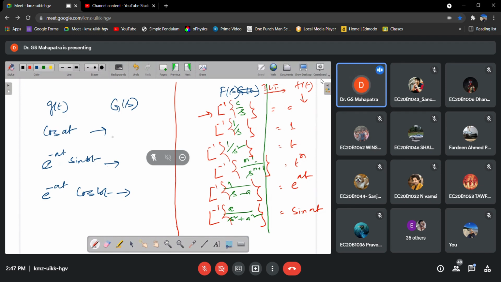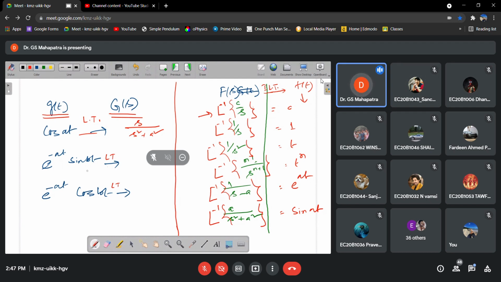I have written it is g of t and g of s. What is the Laplace transform of cos at? Now I am writing the Laplace transform for all. What is the answer? Cos of at is s by s square plus a square. Correct.